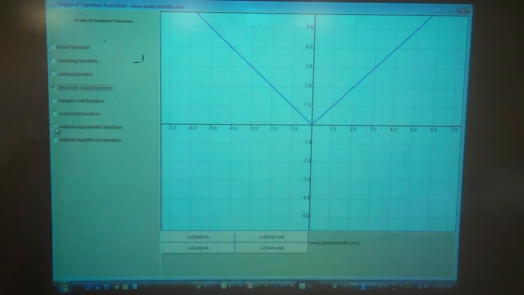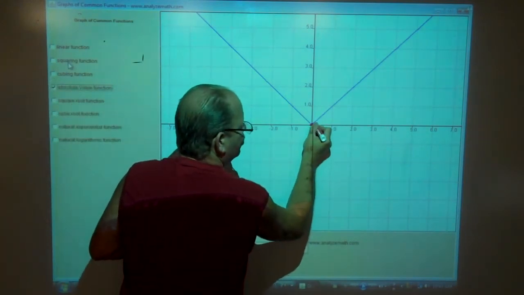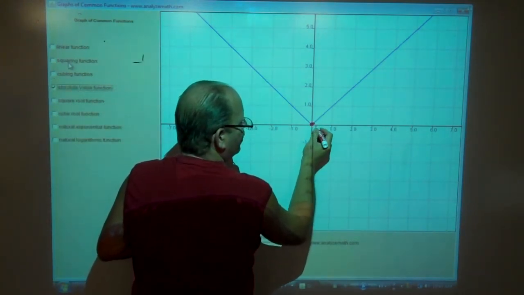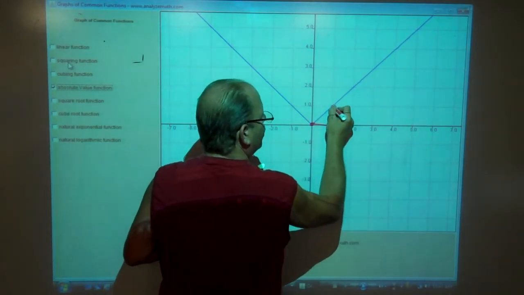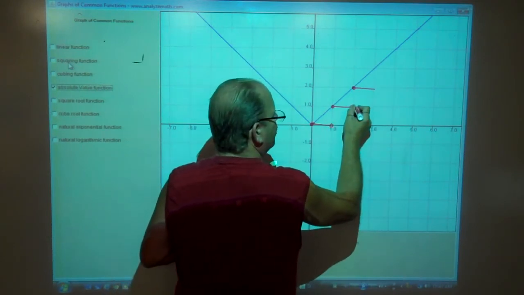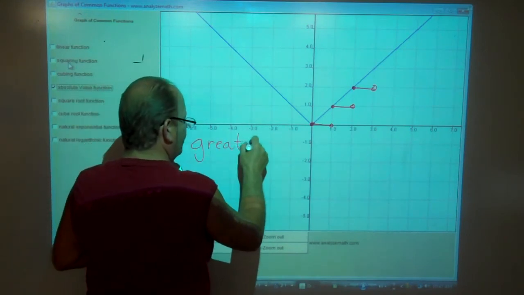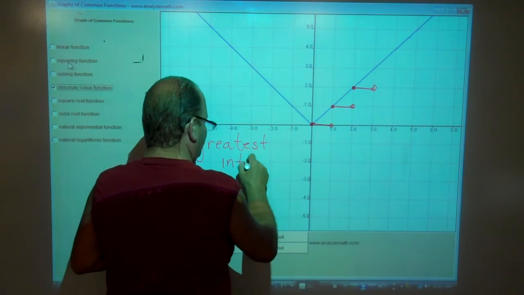Going on to the last function, and it is called the piecewise function. And I am going to draw it on this graph, so please ignore the graph that's already there. I don't have the technology to eliminate that blue line, but the piecewise function is a function that has different pieces in it. This one is called the greatest integer function.